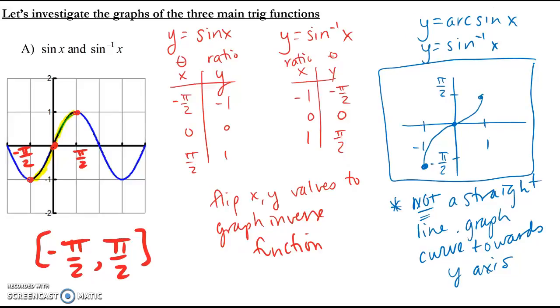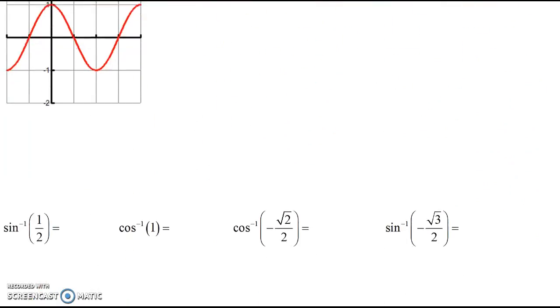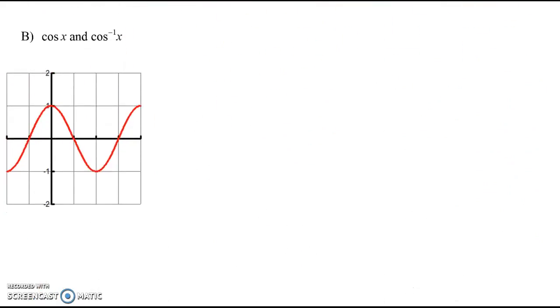All right, let's go ahead and take a look at our cosine graph. So for our cosine graph, same idea. We want to pick an interval of the graph where both positive and negative ratios are represented, and we want to be as close to the origin as possible.